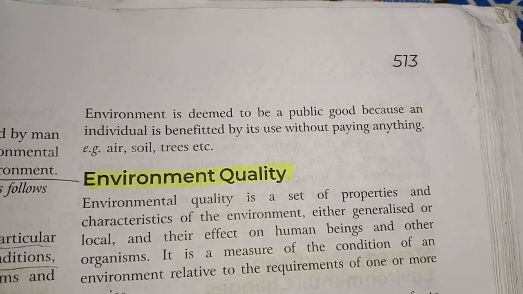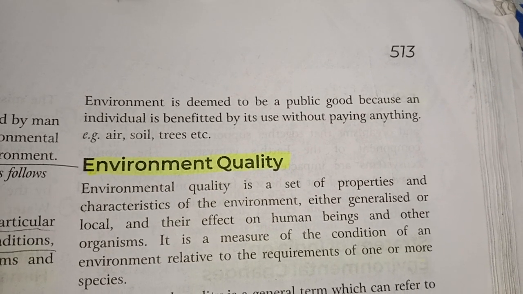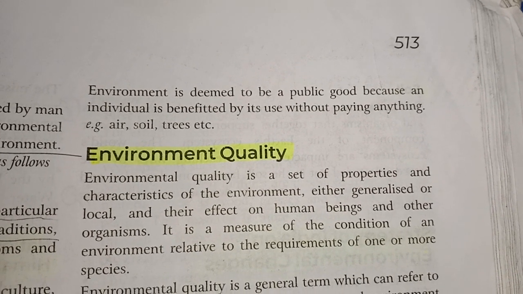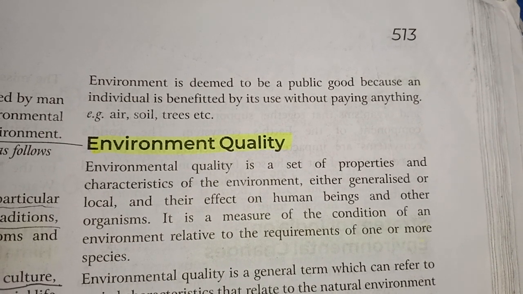Environment is deemed to be a public good because an individual benefits by its use without paying anything. Example here, soil, trees, etc.